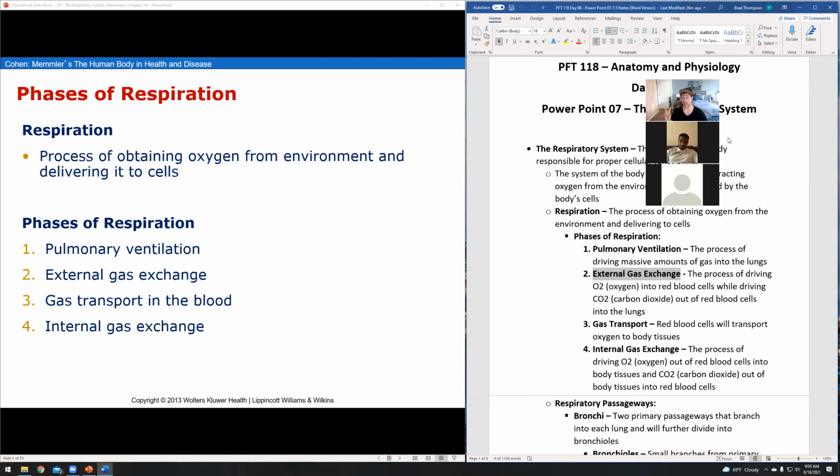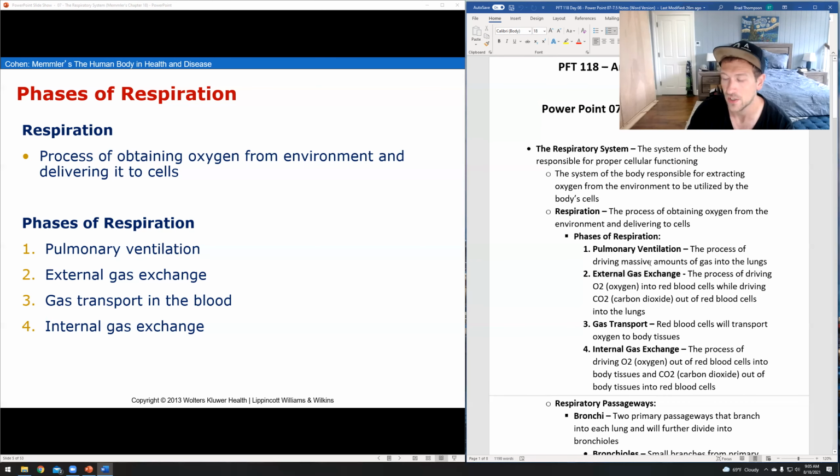This is why we call this an external gas exchange, because technically it's taking place outside your body, and now oxygen is passing to the inside part of your body. And once it's in there, great. Now we can transport it to where it needs to go. And that's what's going to happen next.